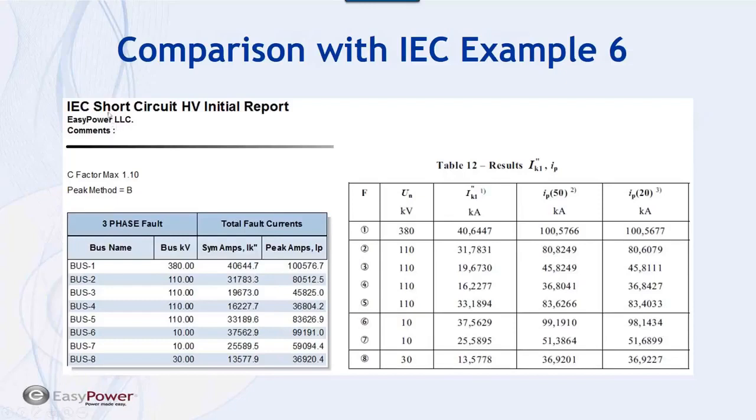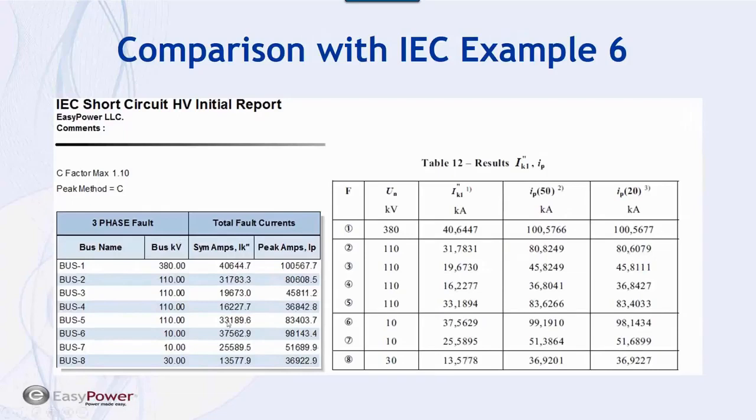So IEC short circuit HV, this is the report we have used. This is an untouched copy from table 12 of IEC 909. EasyPower results, IEC results, and bus 1, bus 2, bus 3, as you see the values, we have matched all of them. Peak values, method B here, peak value method C, next slide here. So this is the IEC report. Feel free to run it yourself. Feel free to do the screen capture yourself, and you see how closely they match.